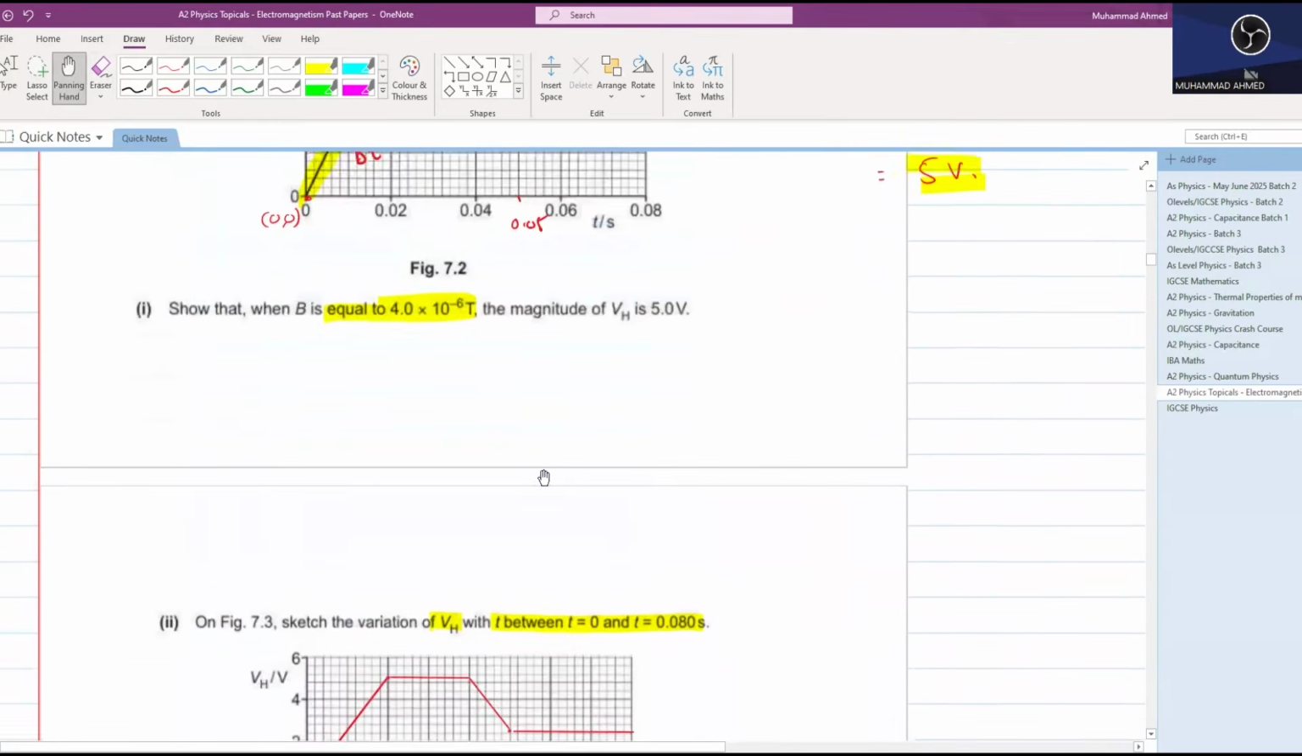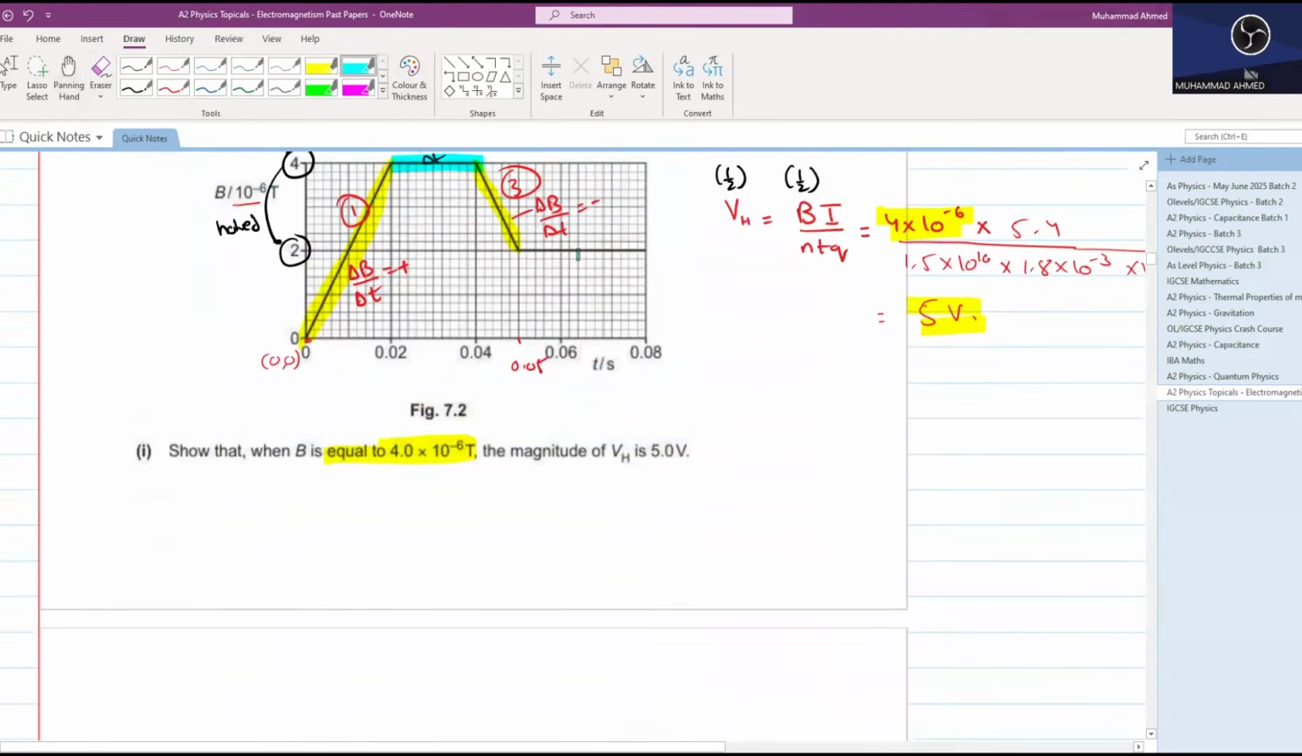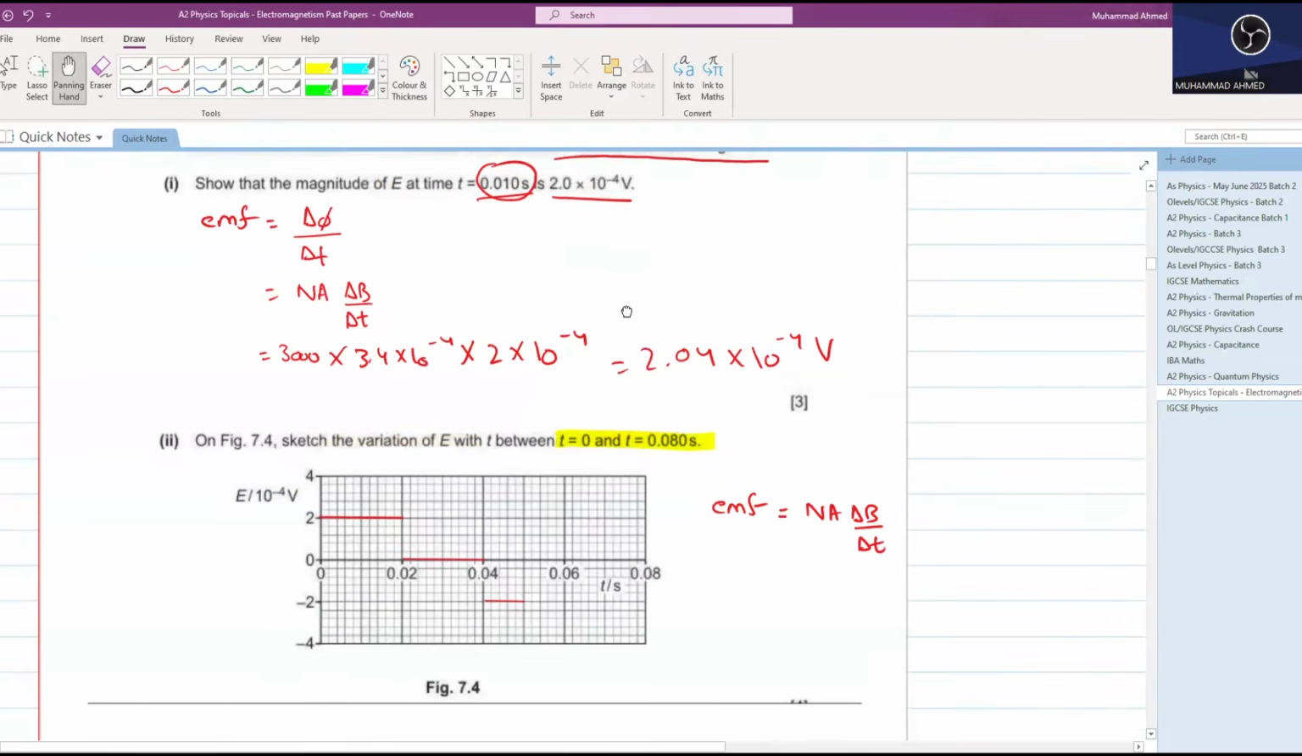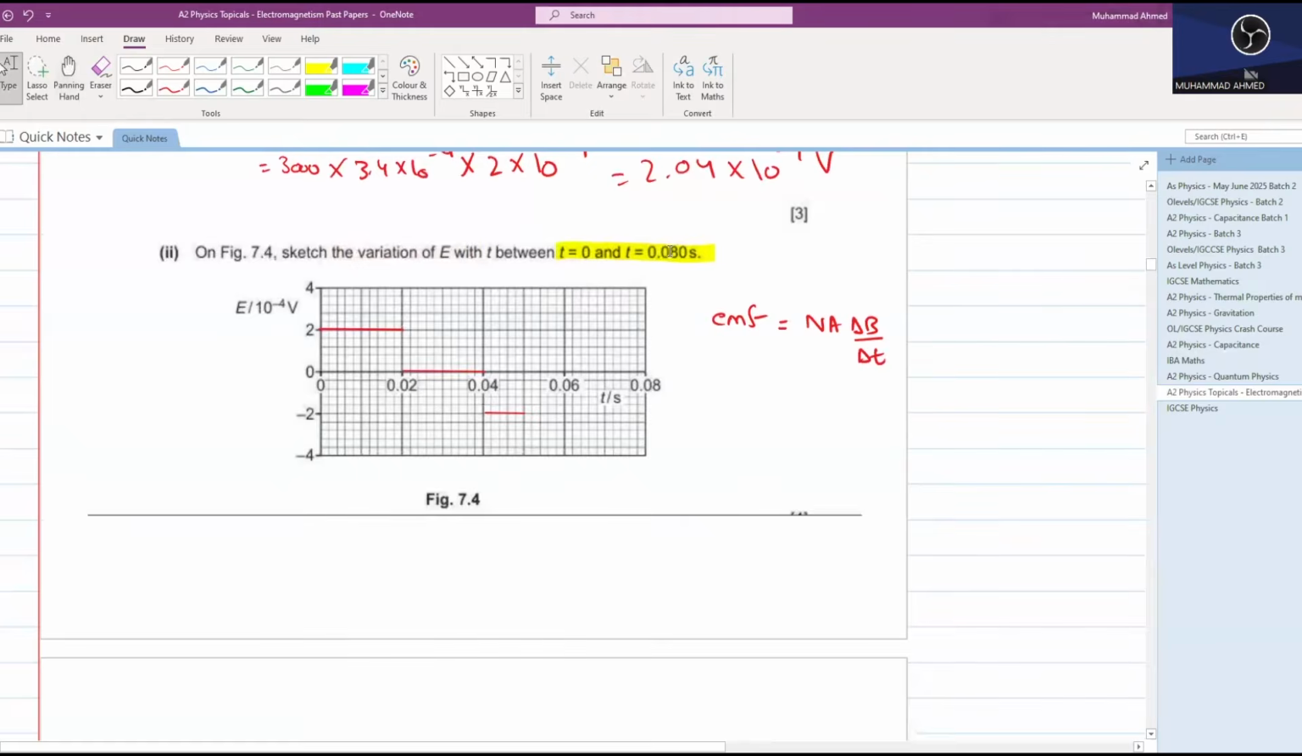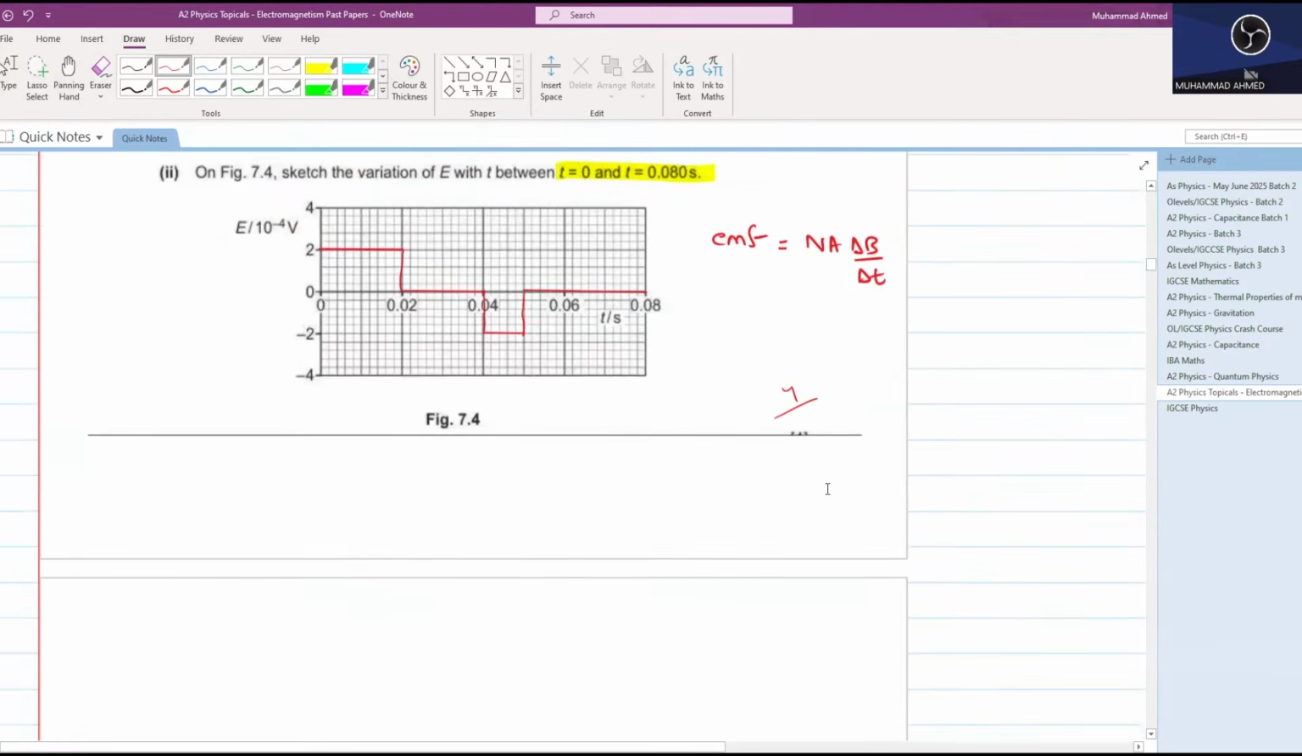And from 0.05 till 0.08 seconds, this entire horizontal line, your gradient is what? Change in B over change in T is 0. So your EMF will become 0. Let's place a 0 value here. Something like this, and let's stretch these lines like this. This will get you how many marks? I guess this was a 4 marks question. So this will get you a 4 on 4.